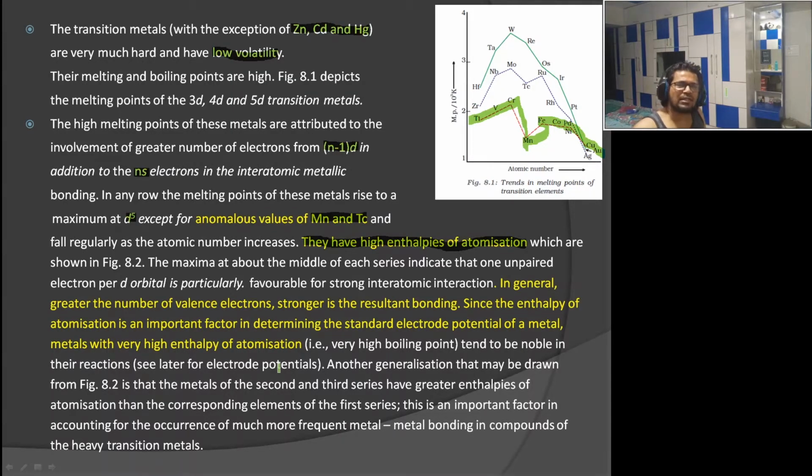So the concept, because of their high melting and boiling point, is because of their enthalpy of atomization, with the exception of group 12: zinc, cadmium and mercury. That's because of their completely filled shells. And second, we have Mn and technetium because of their complicated lattice structures. That's one. So this is one part over there.